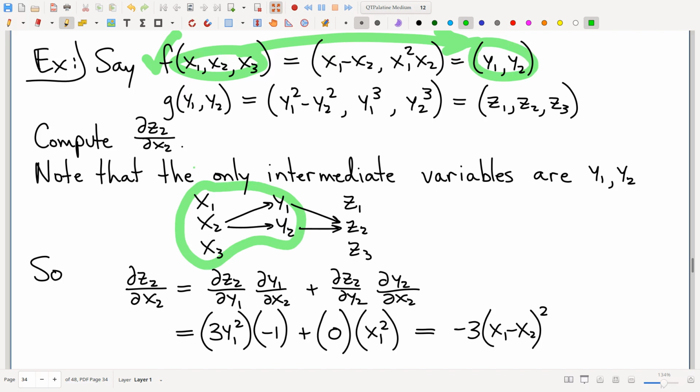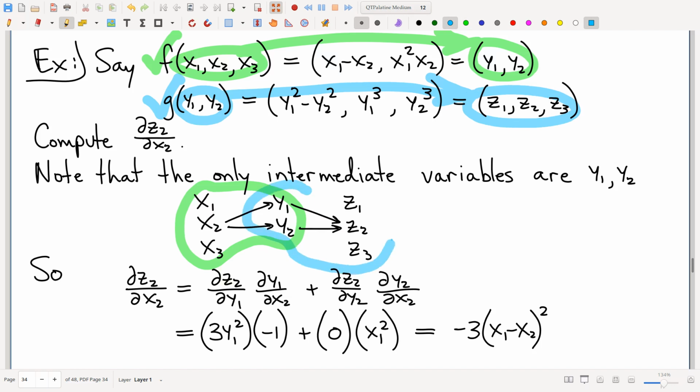Let's write that down. This is sort of the left half of our diagram. And now let's think about the second acting function. G takes y1 and y2 as the inputs and gives z1, z2, z3 as the outputs. Okay, cool. There you go. Second half of our diagram.